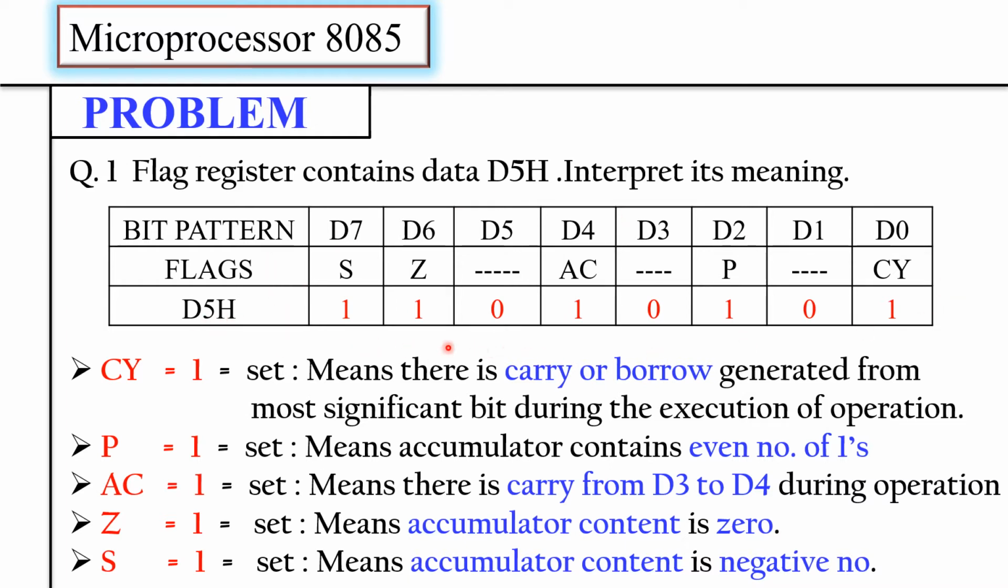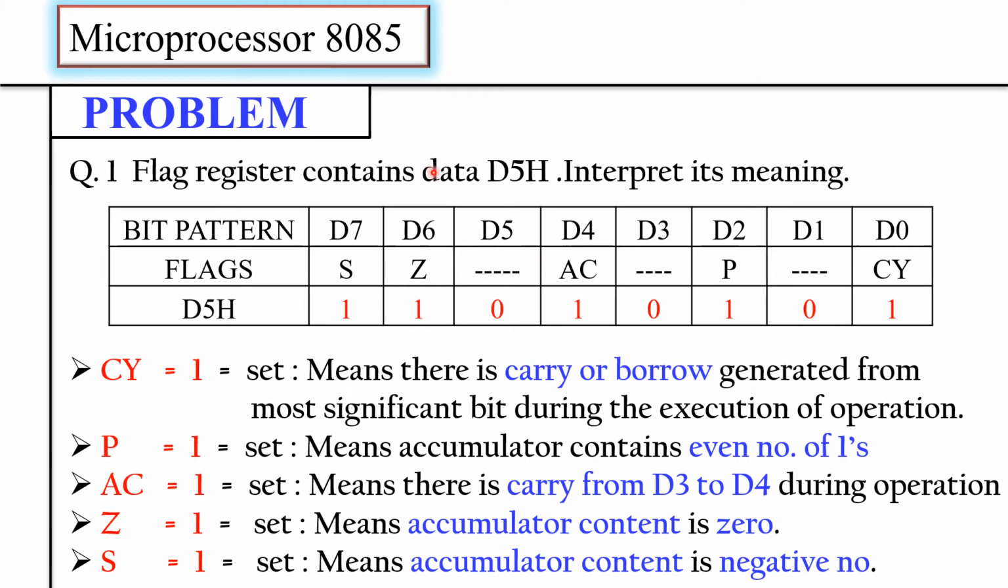So given the data, you have to write the bit pattern, the flags and the data in binary, and you have to write which flags are set and which flags are reset along with the reason. If they are reset, it means no carry is generated, right? So you have to write the explanation of why it is set and why it is reset. Clear? For 3 marks.